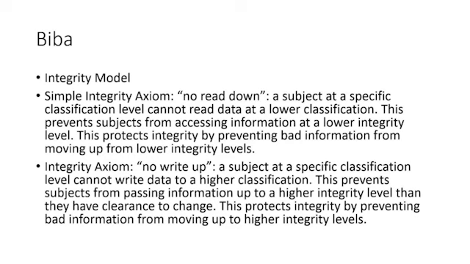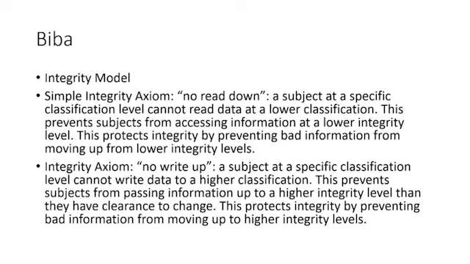So no read down, a subject at a specific classification level cannot read data at a lower classification level. So that prevents them from accessing information at that lower integrity level. It protects integrity by preventing bad information from moving up from lower integrity levels up to the higher levels. So no read down. We can't see what's down there below us. And no write up. So I can't take what I know and write up to a higher level. So again, the subject at a specific classification level can't write data to a higher classification level.